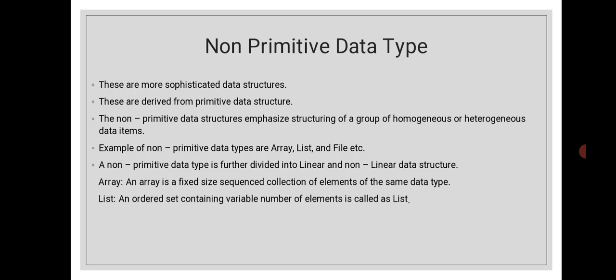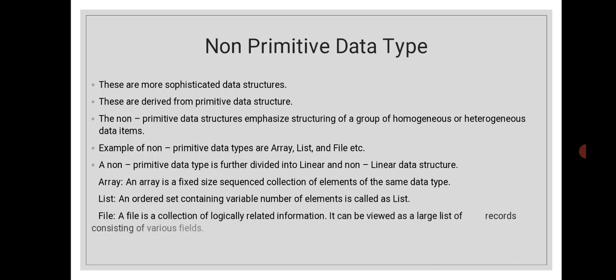List, an ordered set containing a variable number of elements, is called a list. A file is a collection of logically related information. It can be viewed as a large list of records consisting of various fields.